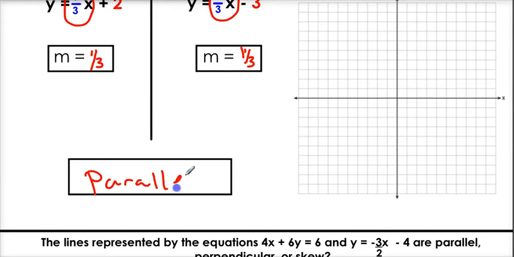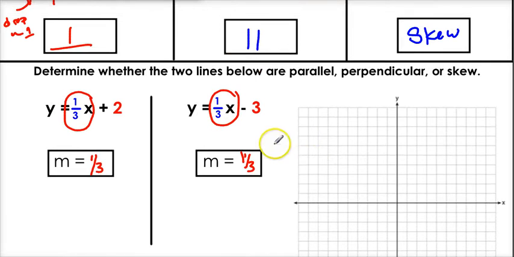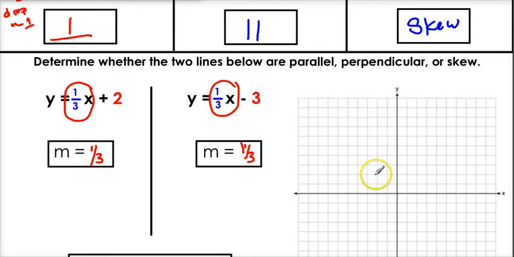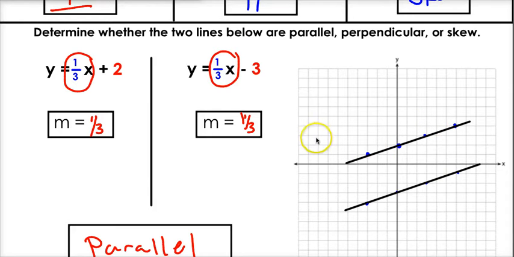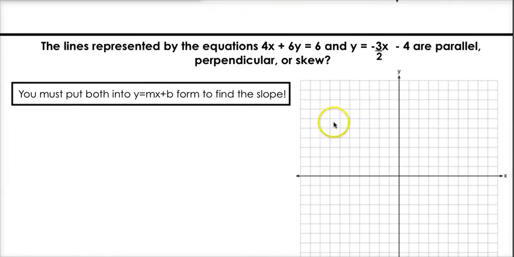A good way to check if you got it right is to check by graphing. So I would like you to graph it on your own and see if this is correct. Take a second, graph it, and then we'll come back in a minute. If you did it correctly, you should have gotten two lines that look like this, and they do look parallel. All right, let's keep rocking.